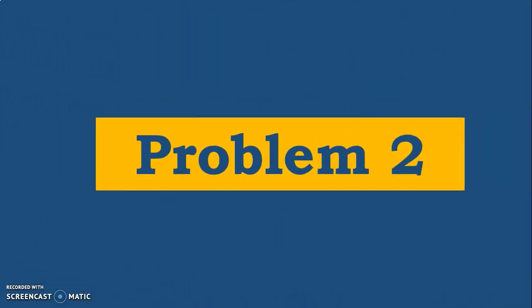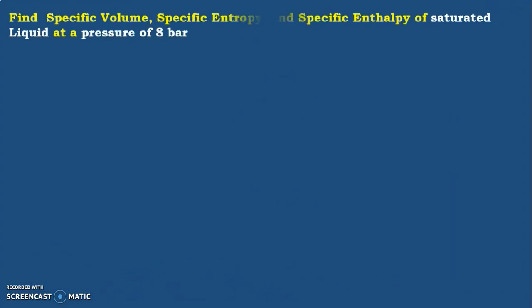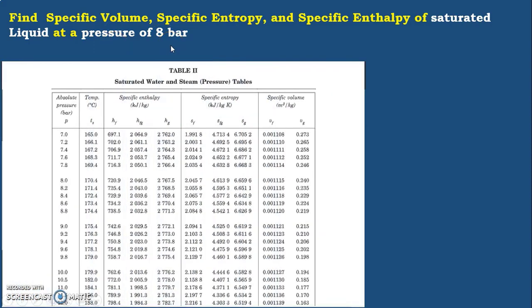Next problem. Problem number 2. Find specific volume, specific entropy, specific enthalpy of saturated liquid at a pressure of 8 bar. In this problem, we find properties of saturated liquid at a pressure of 8 bar. From this, we can conclude that the saturated pressure table can be used. That is table 2, saturated water and steam pressure tables at a pressure of 8 bar. In this, saturated liquid indicates HF, SF, VF. Now, let's find the properties.